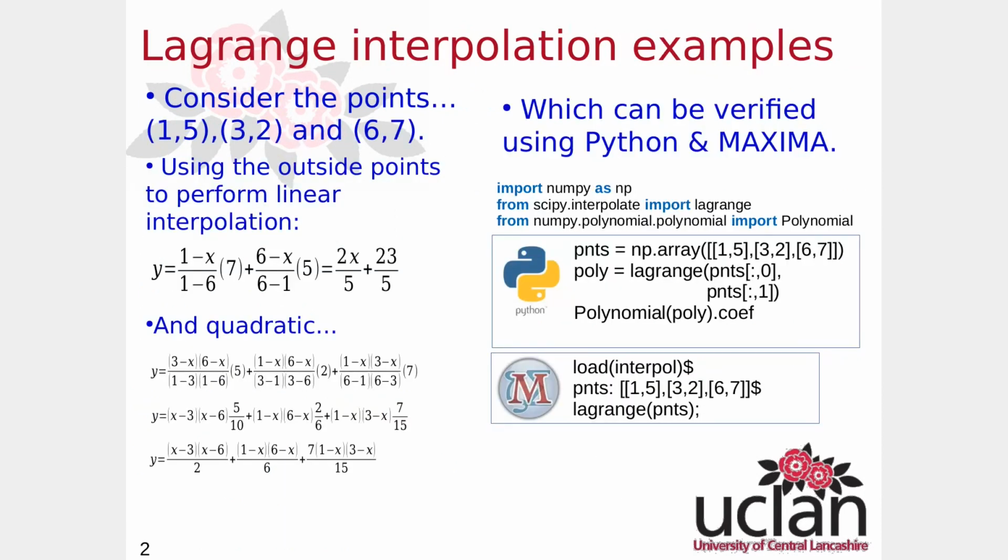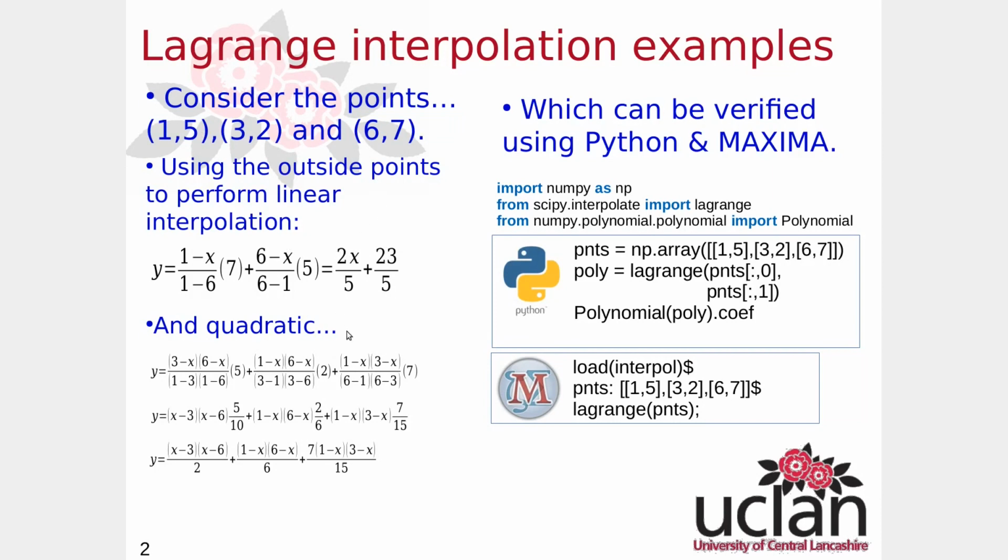For the Lagrange interpolation examples, let's consider the points (1, 5), (3, 2) and (6, 7), using the outside points to perform linear interpolation. So we could simply just use these points and plug in and play. So we'd have (1 minus x) over (1 minus 6) times 7, and then we'd have (6 minus x) over (6 minus 1) times 5, and this would lead us to the linear interpolation using the outside points.